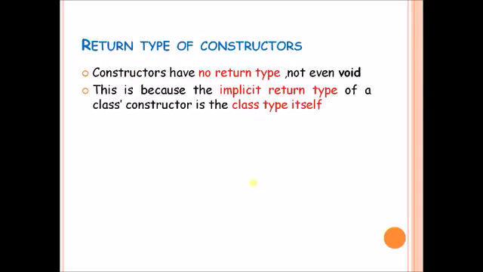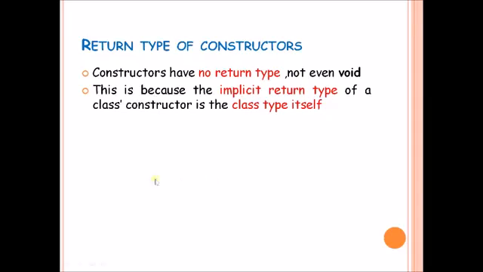Return type of constructors. Constructors have no return type, not even void. We saw that a constructor is a method, but a method usually has a return type, but it's not so in the case of a constructor. This is because the implicit return type of a class constructor is the class type itself.